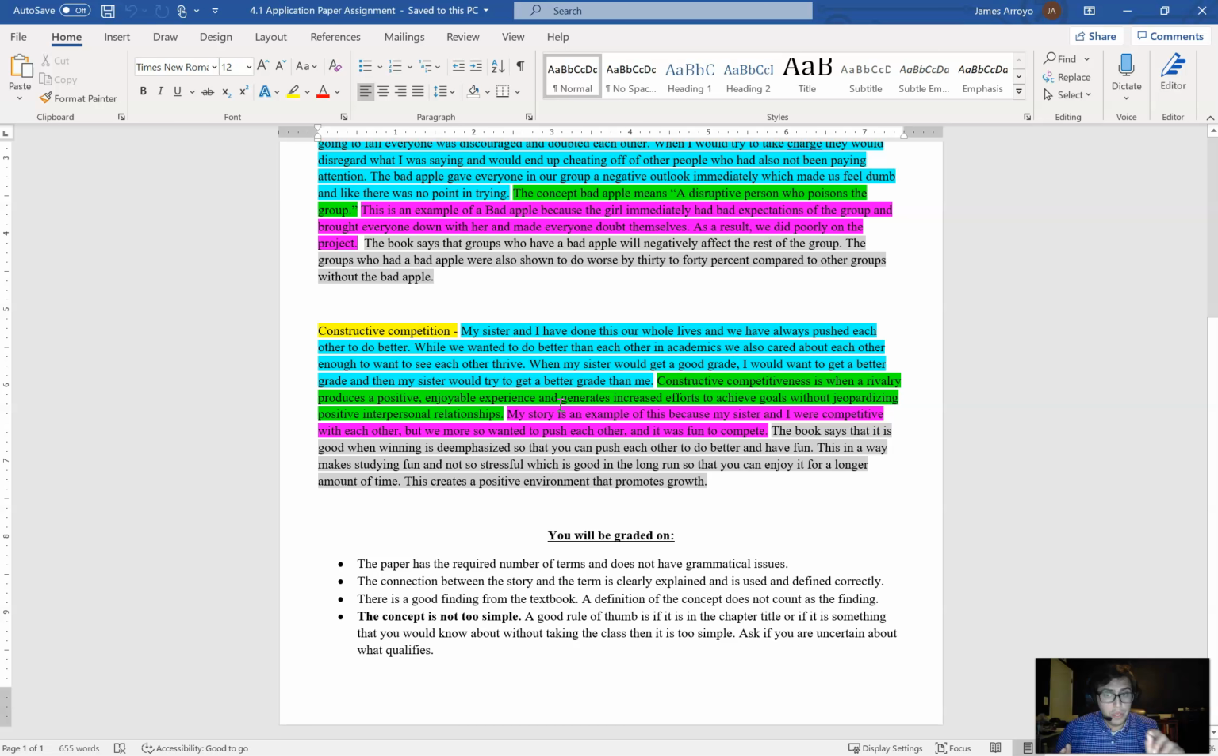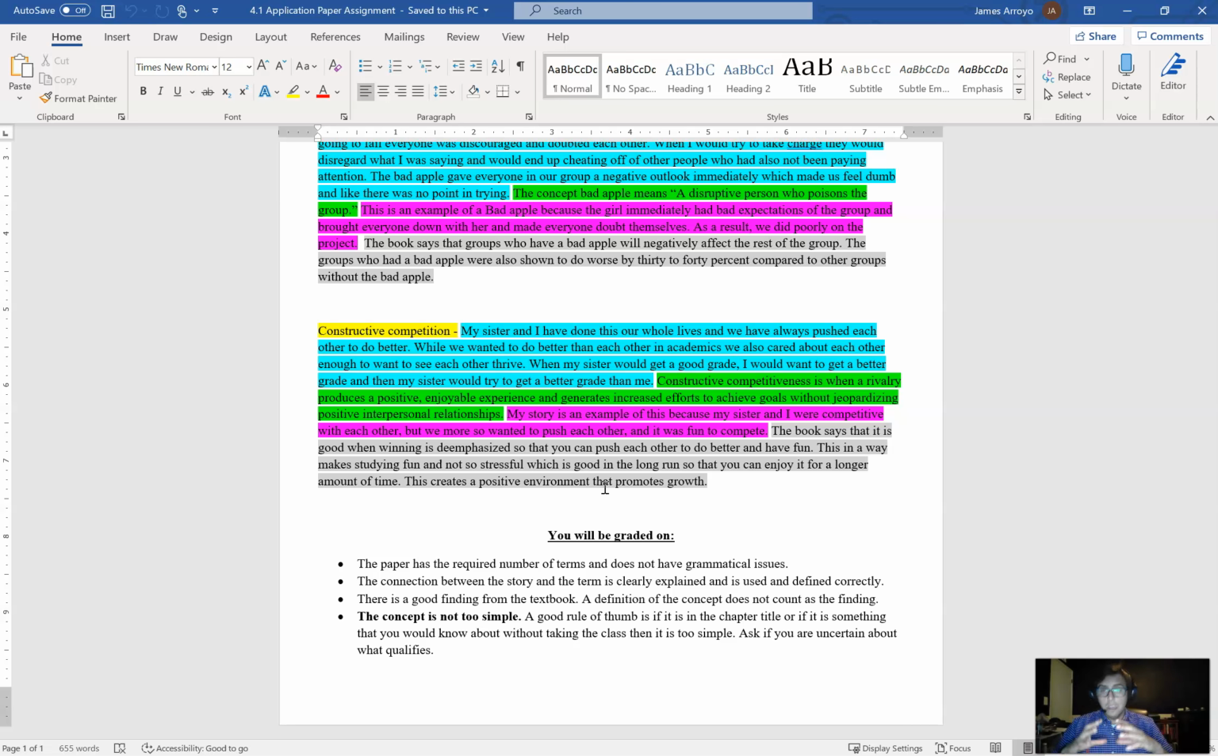Now, there's a few last things that you will be graded on. First, keep in mind that you have the right amount of terms. Page numbers should be a minimum of 1 page, but that would even be a bit too little. I would say probably shoot for a page and a half to 2 pages to maybe even 3 pages. That being said, 8 concepts. That is what I'm looking for. The connection, I'm also looking for a connection between the story and the term. So, in other words, those 4 components. Along with that, the textbook finding.